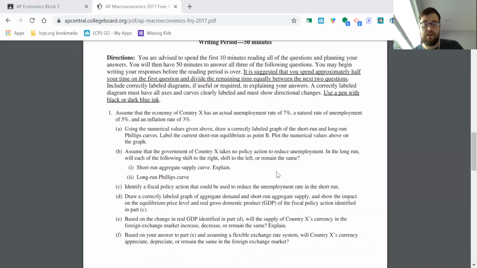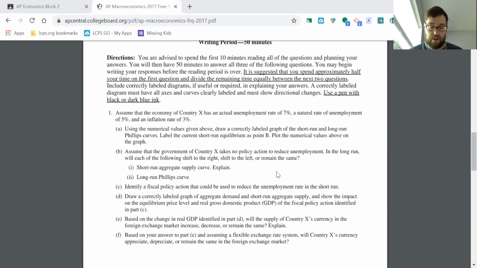Assume that the economy of country X has an actual unemployment rate of 7%, a NRU, natural rate of unemployment, of 5%, and an inflation rate of 3%. Okay, so part A, using the values given above, draw a correctly labeled graph of both short-run and long-run Phillips curves, and then label all the relevant points.